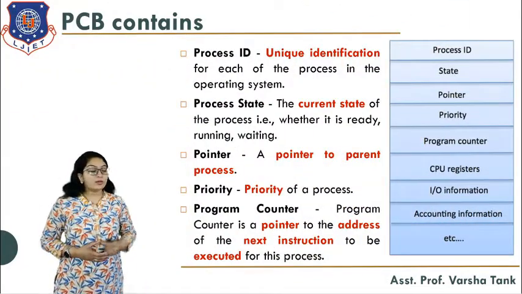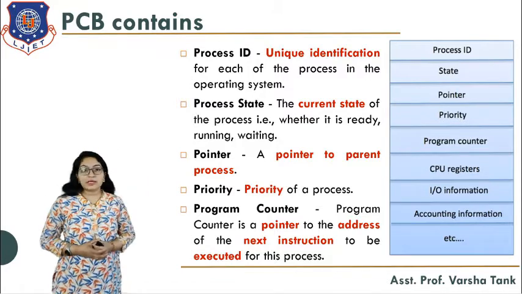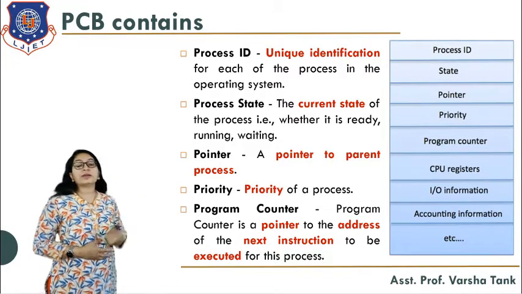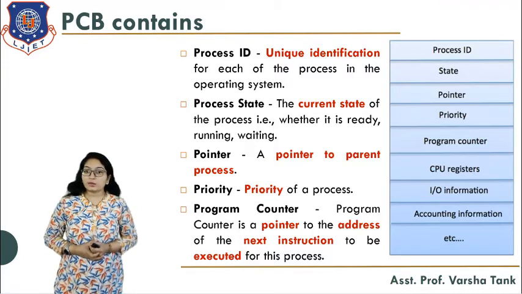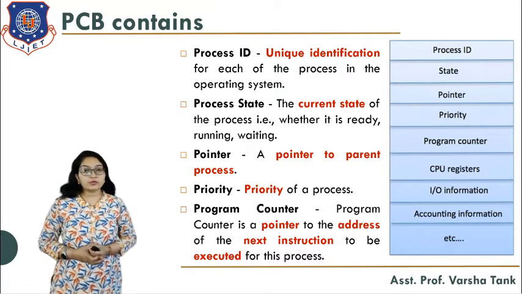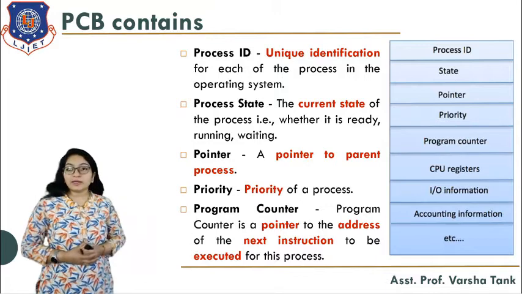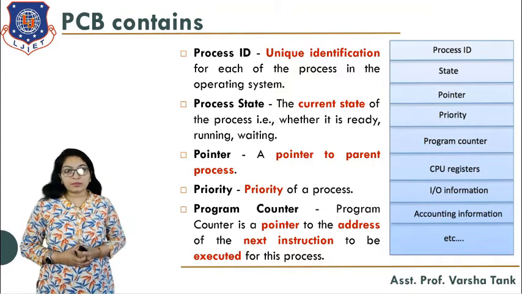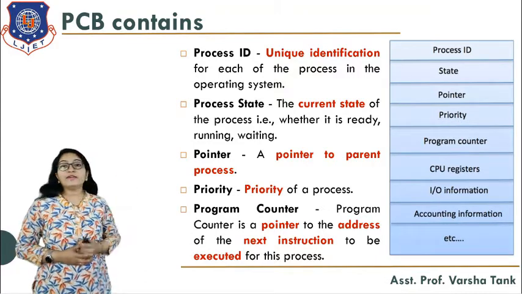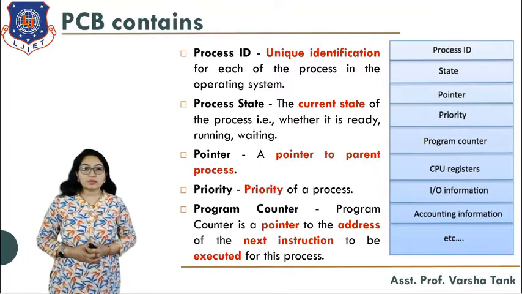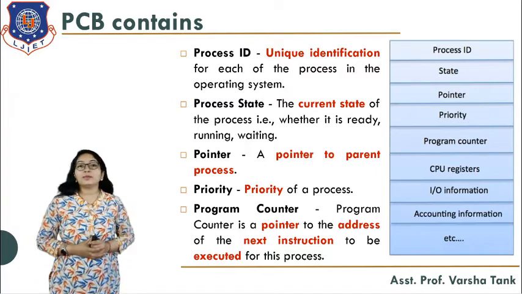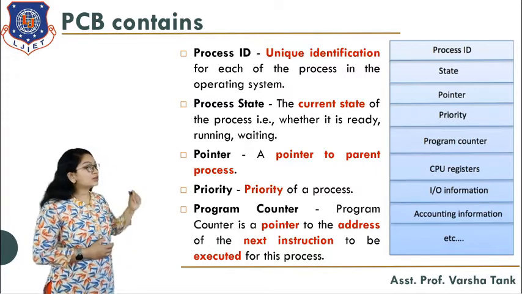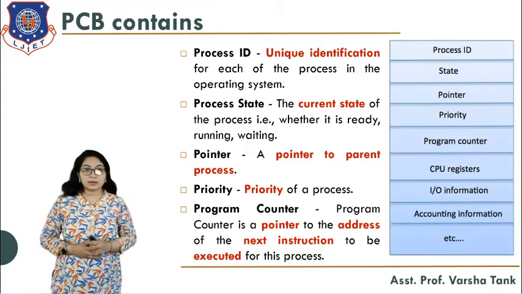Now let's look at the PCB. Here you can see this figure represents the process control block, the basic introduction about the PCB. First of all, the process ID, that is the process identification number. The unique identification for each process in the operating system is defined by the process ID. That is the first piece of information stored in the PCB.